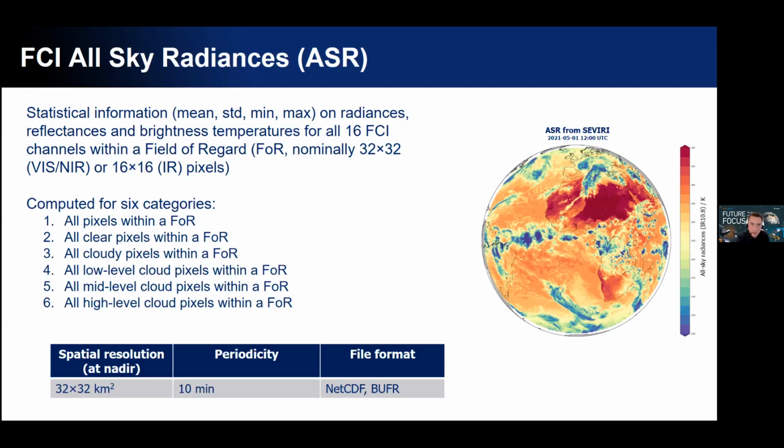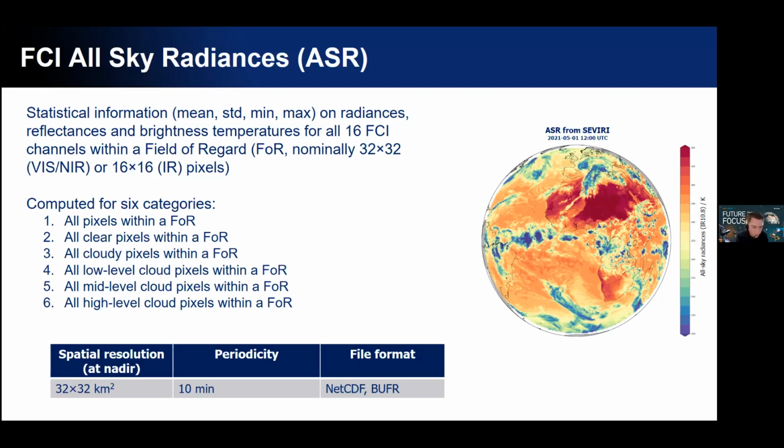And then it looks in this field of regard and it computes the mean radiance, reflectance, brightness temperature, standard deviation, minimum and maximum, and provides the information. And it's also provided in 6 different categories. So you get it both for all pixels within this field of regard, the 32 by 32 kilometers. You also get it for all the clear pixels in this area, and the cloud pixels. In case of cloud pixels, it's also divided into different subgroups like low level cloudy pixels, mid level, and high level.